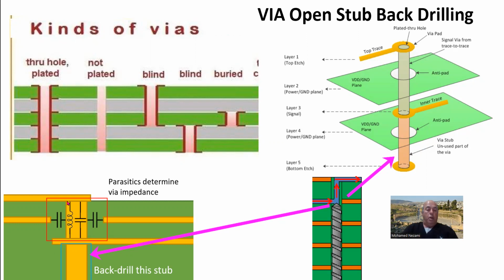So when you look at the via itself, you can model it as a bunch of capacitors and inductors, and the additional piece that is open can be painful.